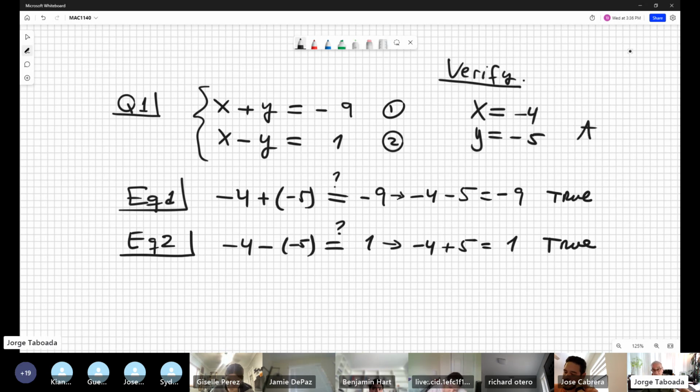Is the option A. Yes, this solution given at the beginning matches perfectly with both equations. Therefore, the answer is yes, a solution. It is a solution.